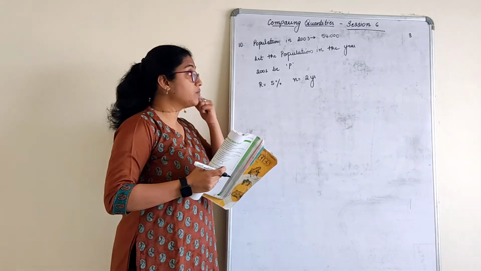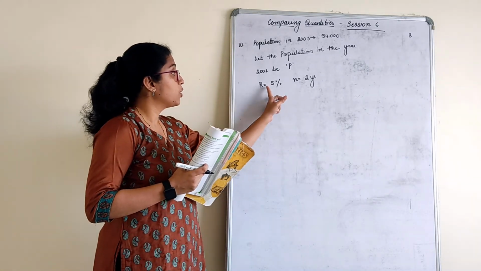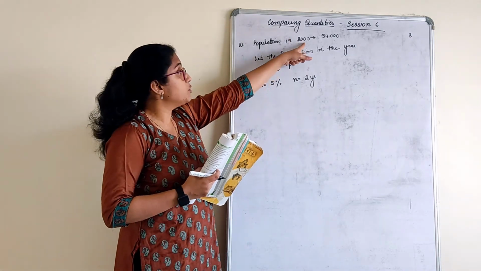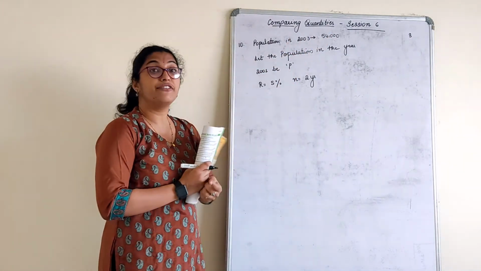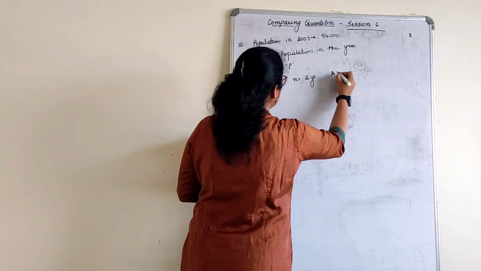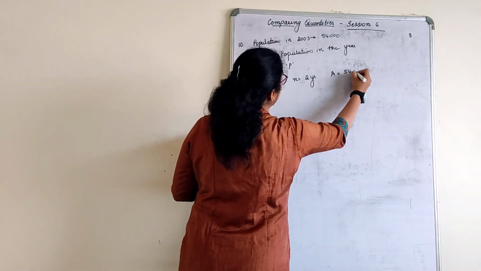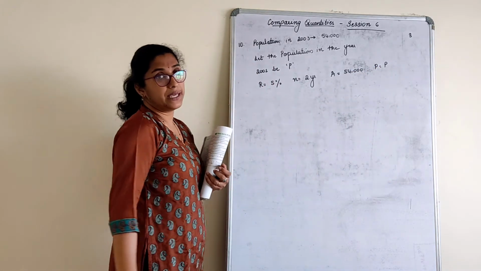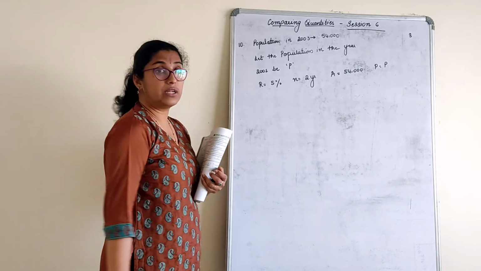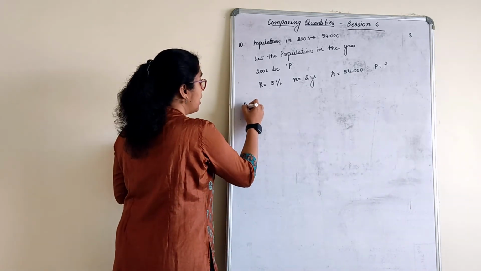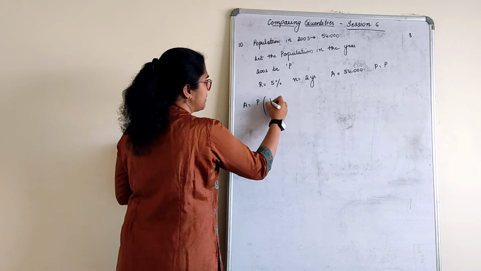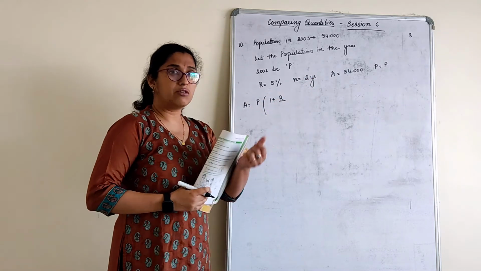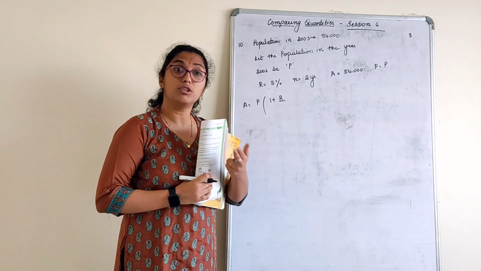That means what was the population in 2001 which increased at the rate of 5% every year? In 2003, the population was 54,000. That means amount is equal to 54,000. A is equal to amount, P is the principal, the population we have to find out. The formula will be the same: 1 plus R by 100. Understood how N is 2? From 2001 to 2003, how many years? 2 years.